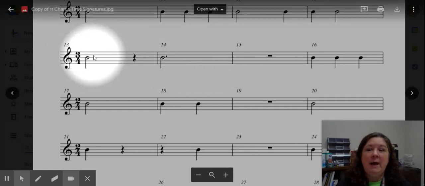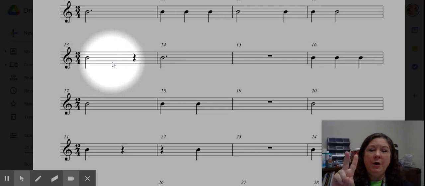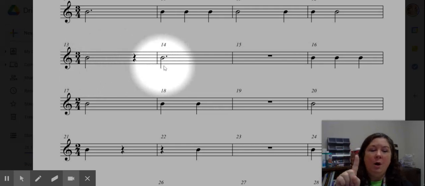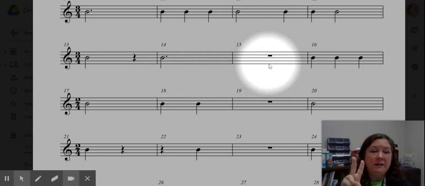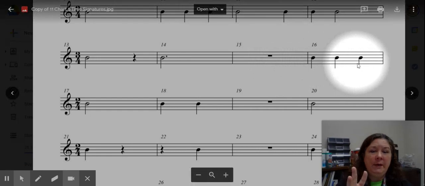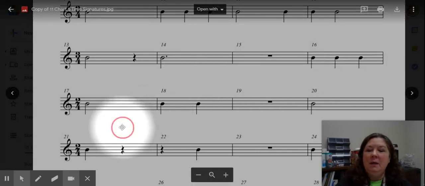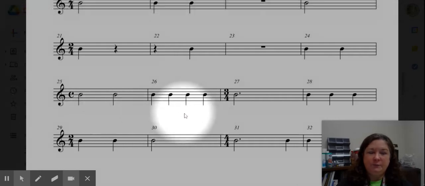So we're in 3/4 time. Down, up, ready, and count. 1, 1, 1, 2, 3. Now let's take a look starting at measure 25.